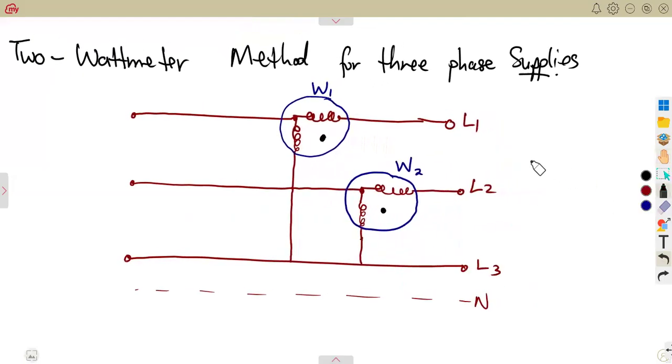So it follows that the total power is simply the power across wattmeter 1, so let's just write P1, plus P2, the power across wattmeter 2. Here you'll be given the power, and here you're going to be given the power. You add those two, and that is the total power, just like that. With this, we can answer as many questions as we can.